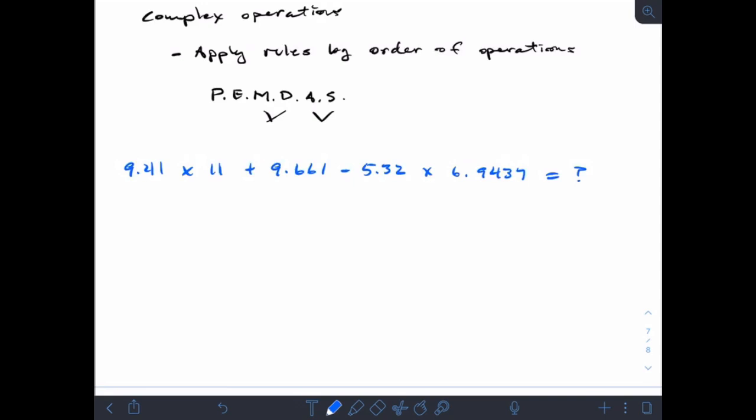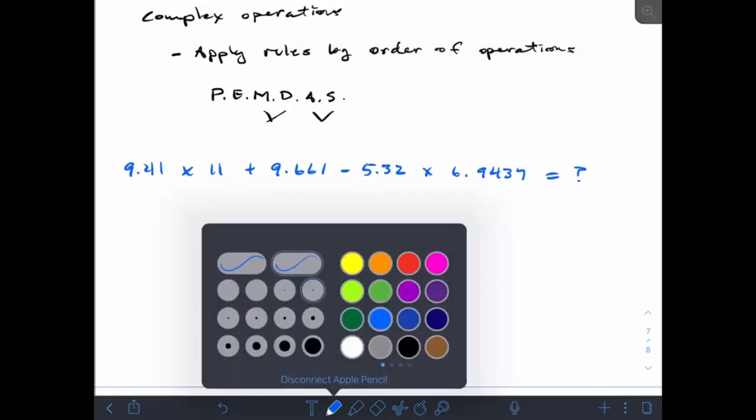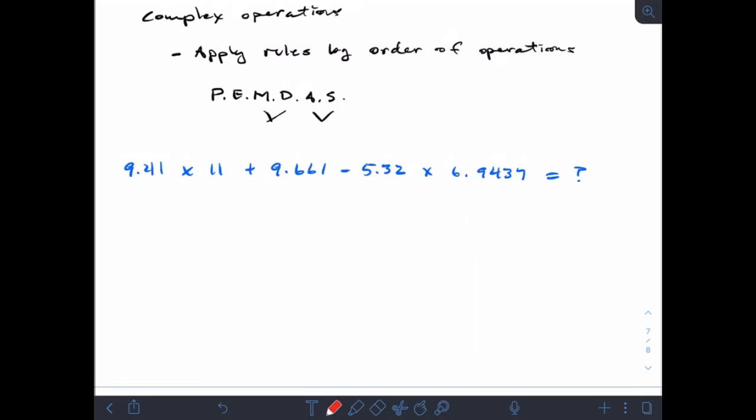So I've got multiplication, addition, and subtraction in this problem. So my multiplication comes first, and I do it left to right. So I'm going to take my 9.41 times 11, put that into the calculator, and I get 103.51. Now I'm multiplying a number that has 3 sig figs by a number that has 2 sig figs.